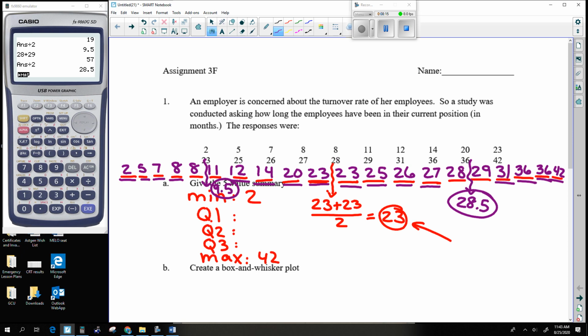All right, so back to my 5-value summary. What I am left with is this. They go in order, small to big. So this 9.5 is quartile 1, 23 is quartile 2, and 28.5 is quartile 3. So I have quartile 1, 2, and 3 with a minimum of 2 and a max of 42.